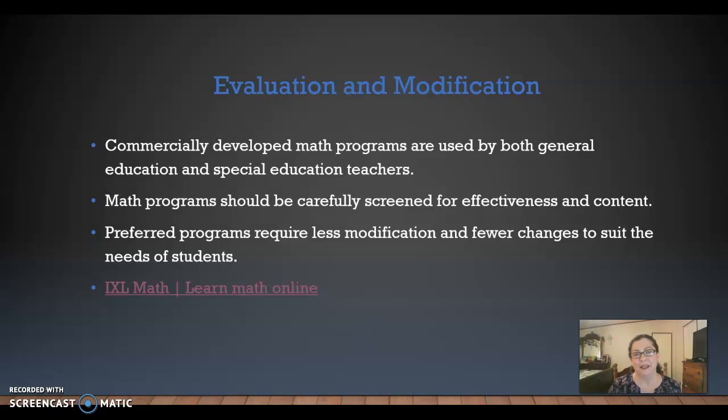And the evaluation and modification of the curriculum is also very important, because the commercially developed math programs are used by both general education and special education teachers. The math program should be carefully screened for effectiveness and content. And preferred programs require less modification and fewer changes to suit the needs of the students.